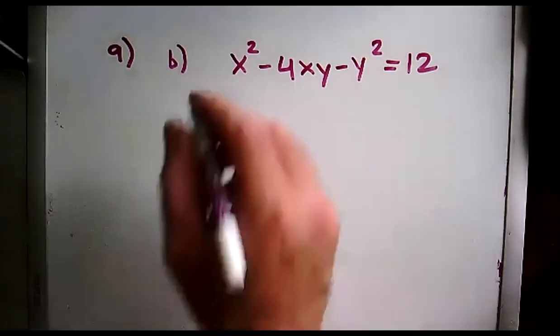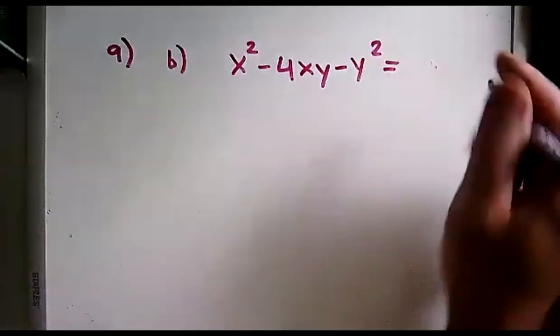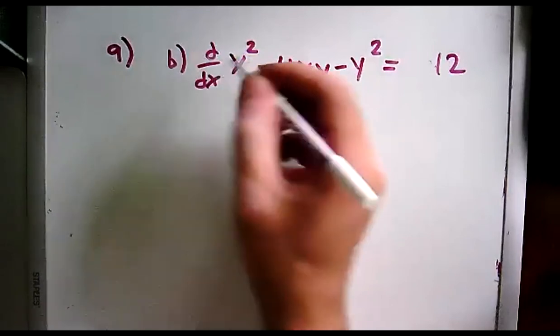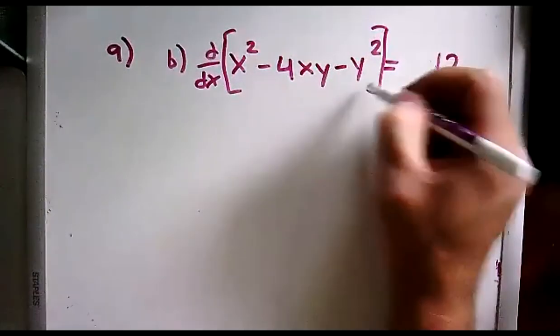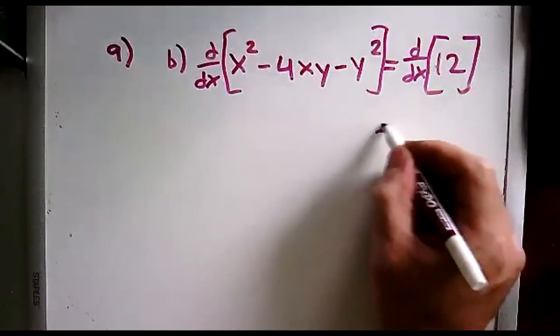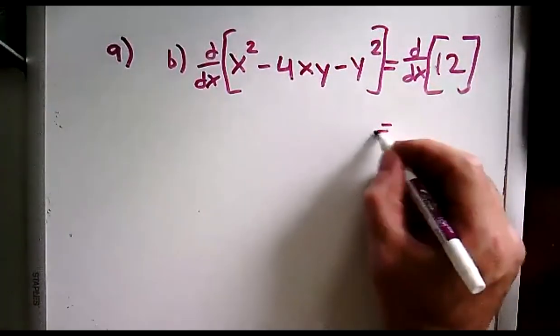When we use implicit differentiation, what we're really doing, I'll just make a little bit more room in the problem, is taking our equation and taking d/dx of both sides. So d/dx of the left and d/dx of the right. And I'll do the easy part first. d/dx of 12 is 0.